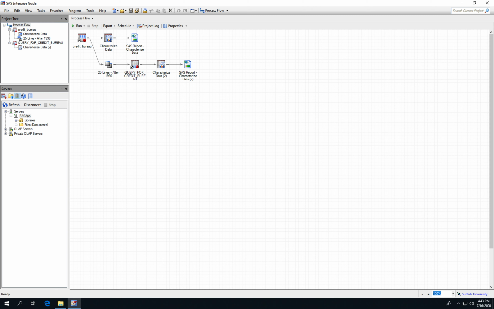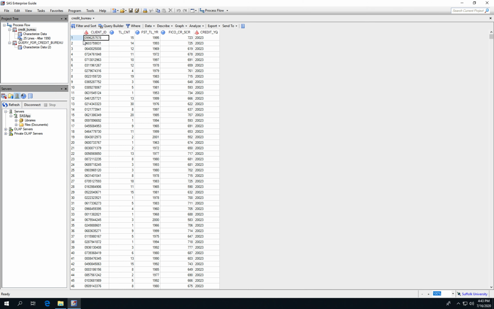All right, so here I've set up a process flow. It opened up the credit bureau data set that was in our ISOM 835 files that I found, just looking through and seeing what might work for this. Here we have three variables that are of interest. A trade line count, so how many credit accounts a person has. The first trade line year, so when was the first account opened, and then we have their FICO score.